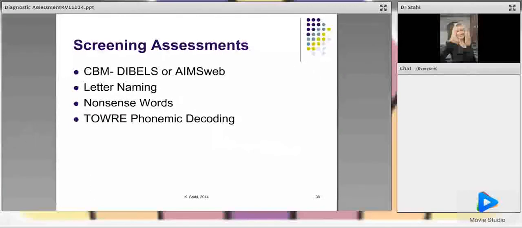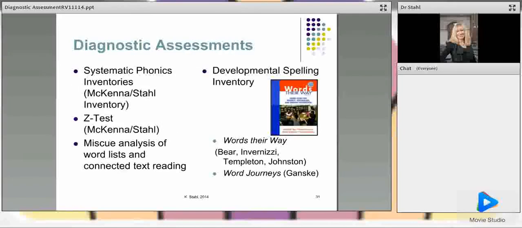The screening that you have used to determine that a child may be having difficulty in these areas would be either letter naming in the kindergarten, nonsense words, and phonemic decoding, which is in Tower. The diagnostic assessments that you might want to use, for children who are having difficulty with nonsense words, you would want to go to some kind of systematic phonics inventory that actually shows what patterns children have control over and don't have control over.